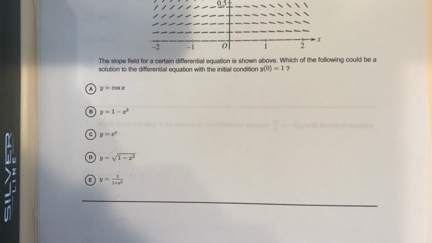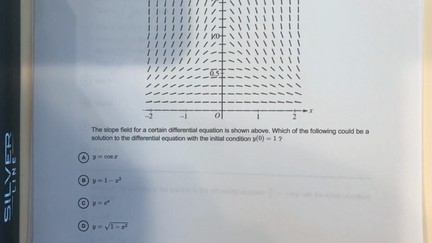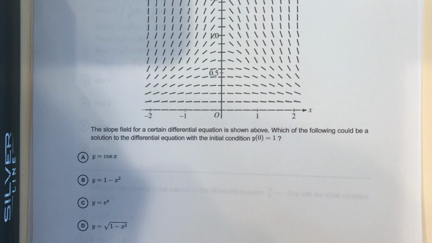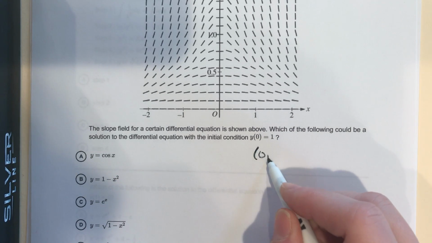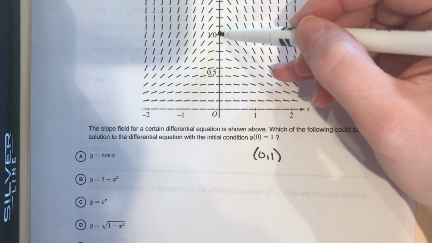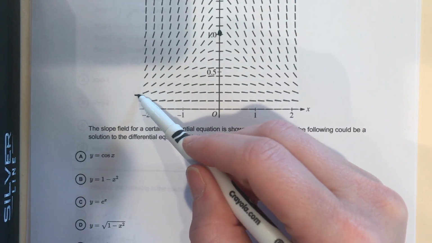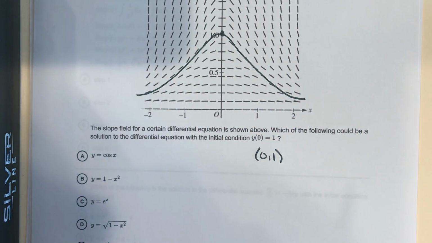Okay, let's move on to question number 5. We have a slope field given to us, and it says the slope field for a certain differential equation is shown above. Which of the following could be a solution to the differential equation with the initial condition y of 0 equals 1? So they give us a point, and I'm going to plot that right here, 0, 1. If I had to draw a graph of that, something like that.